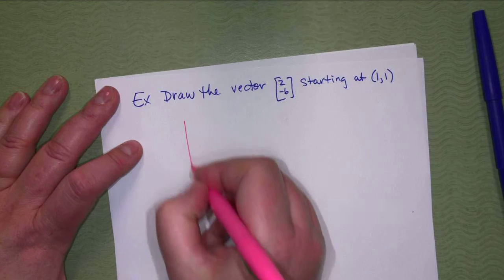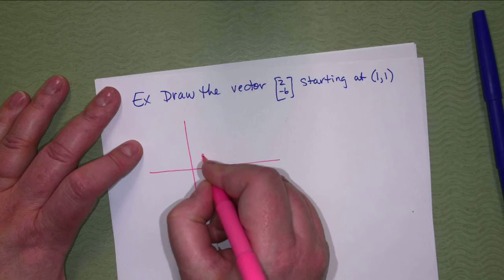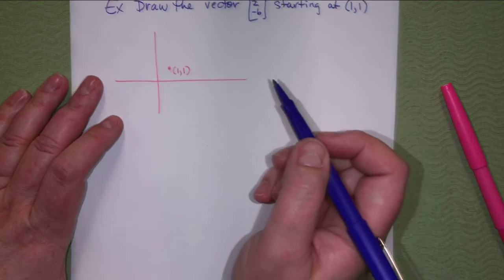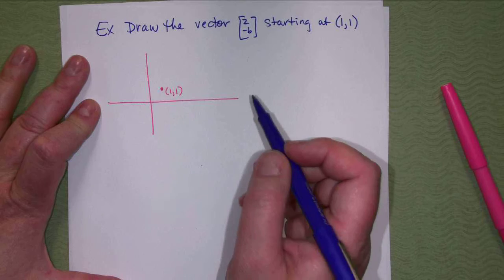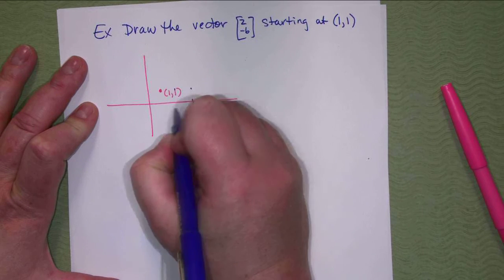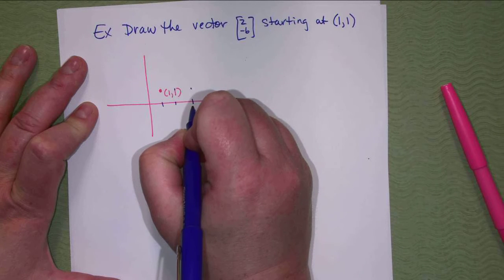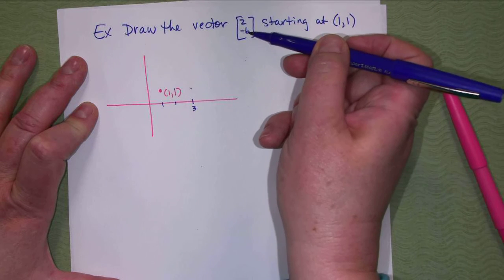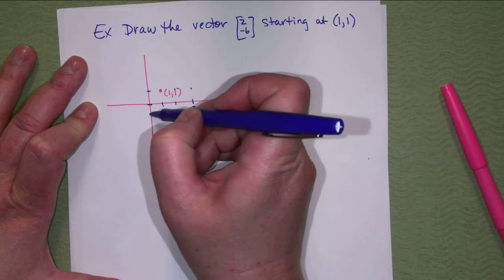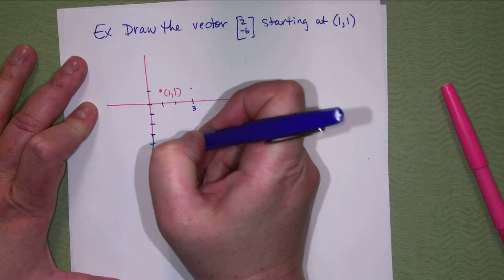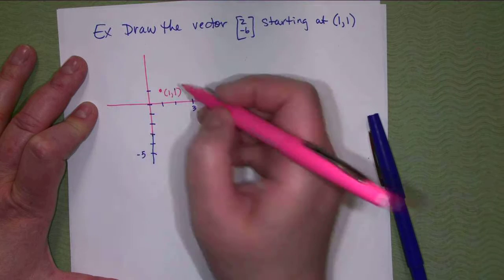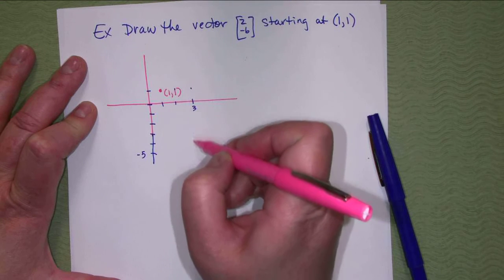So here, if we start at the point 1, 1, all you would do to draw this is go 2 in the x direction. So 1, 2. Where would we be at 2 in the x? We'd be at 3. And then we're going to go minus 6 in the y direction. So from 1, 1, 2, 3, 4, 5, 6. We would go down to negative 5. So 2, and then down 6.